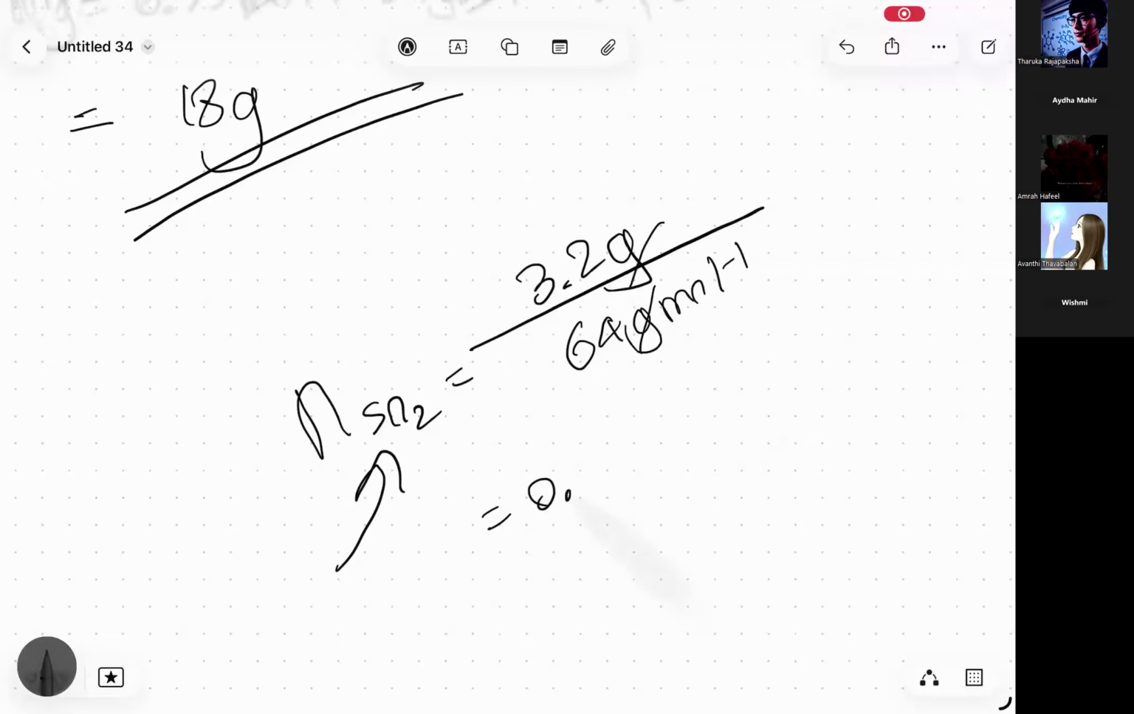Now you divide, 0.05. You need practice with that.